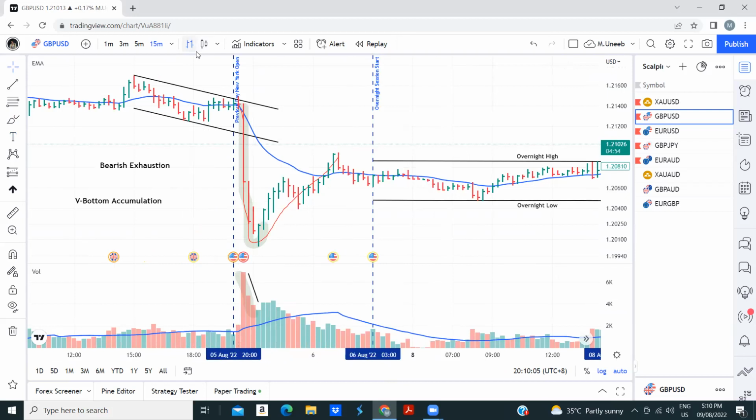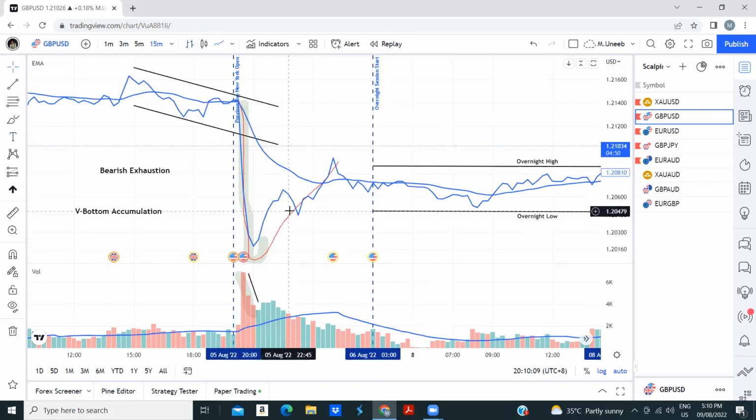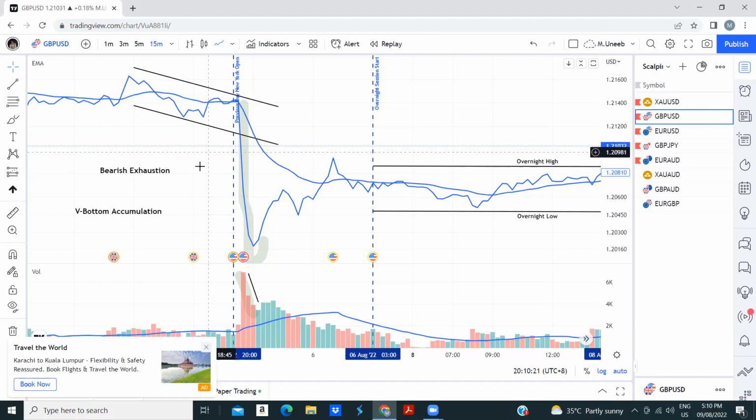If I go to the line chart here, you can see that the price makes a V. Can you see? The price makes a V and then turns up. So this is a V. That's why we call it as V bottom distribution. Okay. Sorry, V bottom accumulation. All right. This is the type of accumulation.